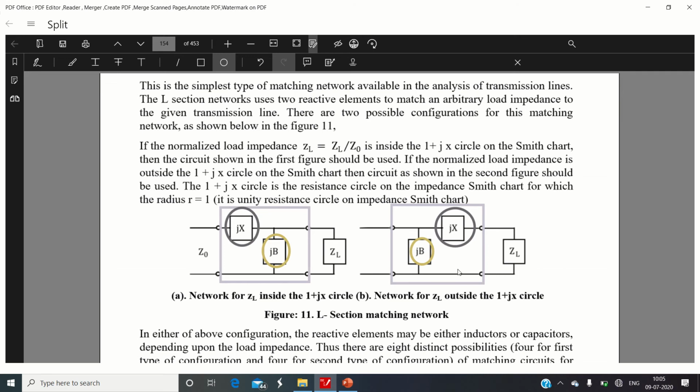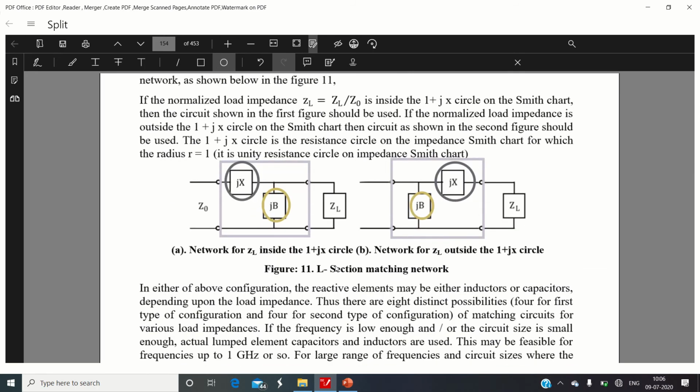For the time being, just remember that there are two different configurations of the L section matching network. The name L section is given because the matching elements are arranged in a configuration like the English capital letter L. There are two possible configurations, and which one to use depends on whether the normalized value of the given load impedance lies within the unit resistance circle or not.